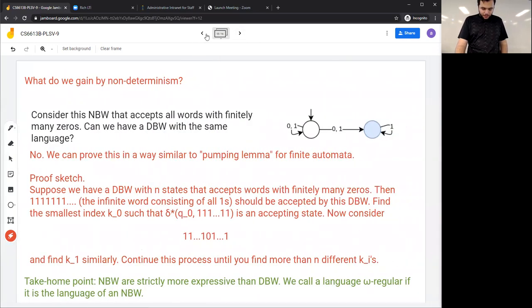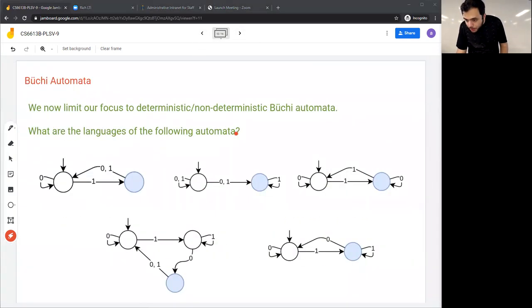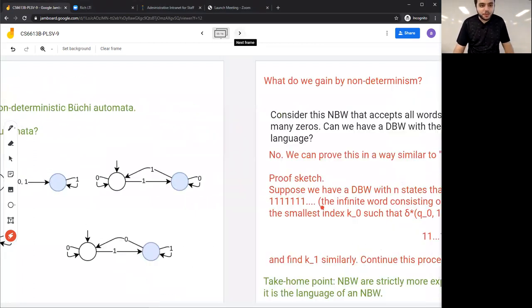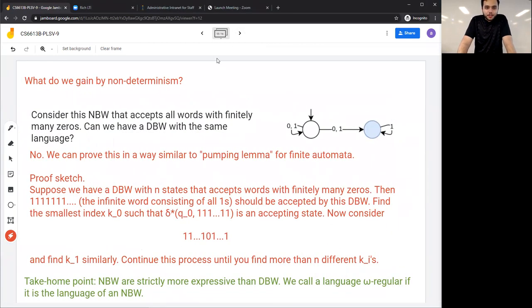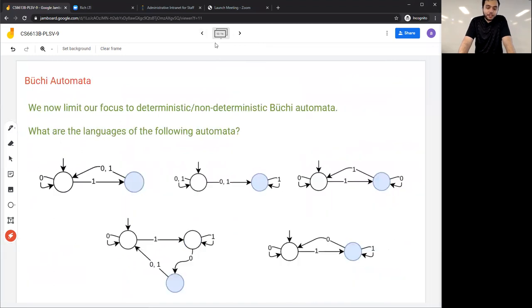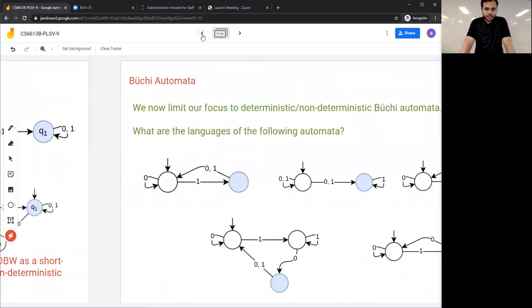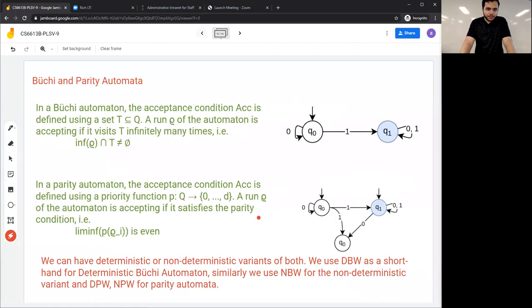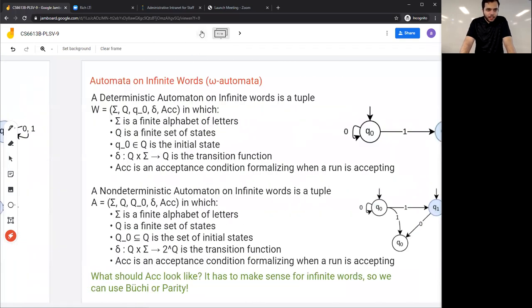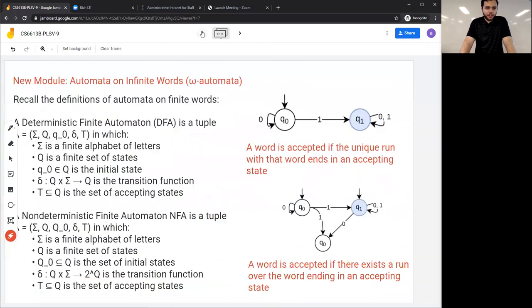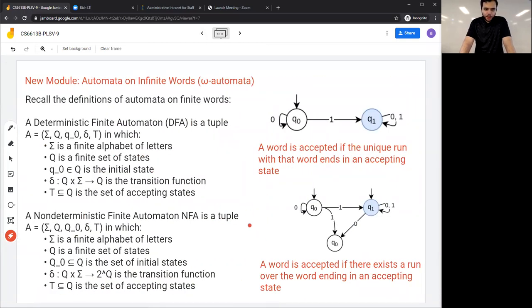Okay, let's see how much time we have. Okay, if we have time to go through this proof, great. So another main difference between automata on infinite words and on finite words is that in the finite case, you don't really get any more expressiveness out of the non-determinism. So I guess you've all seen this theorem that any language that is accepted by an NFA also has a DFA that accepts the exact same language.